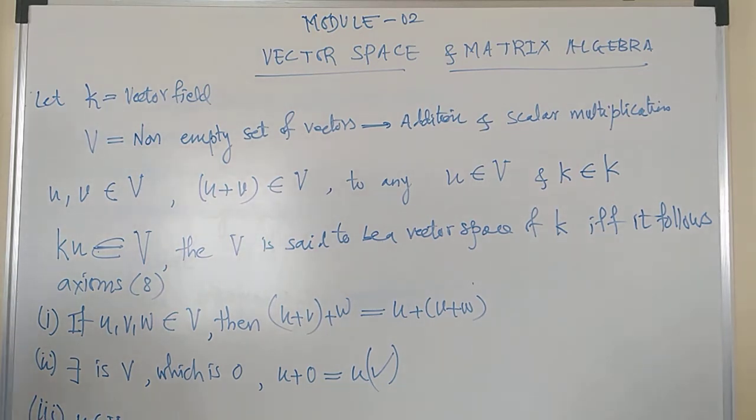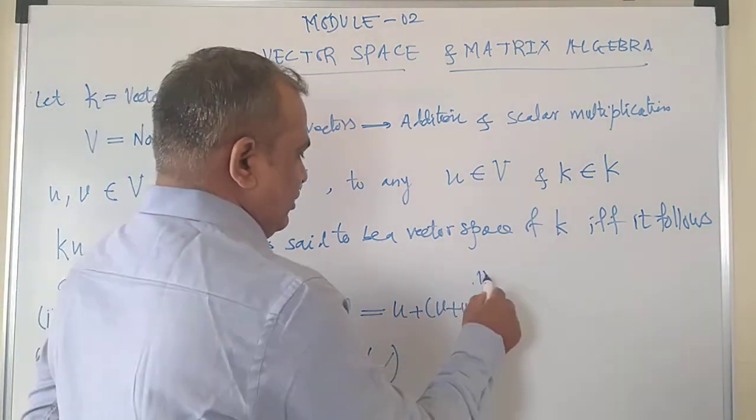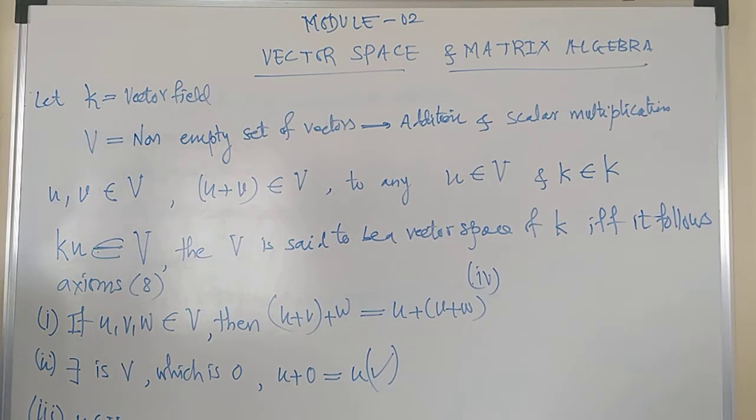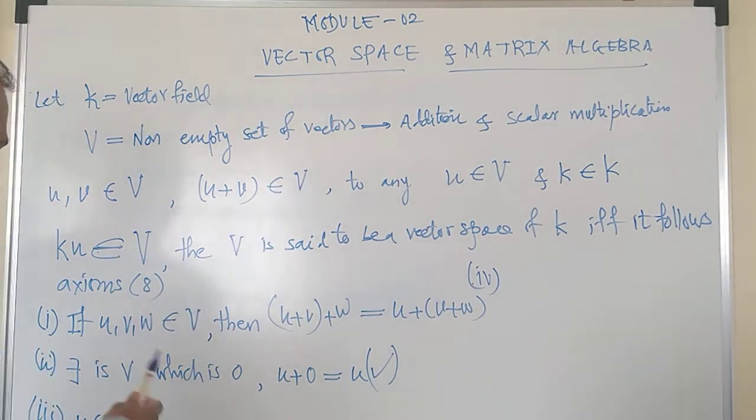Similarly, the fourth axiom to be followed is that the addition of two vectors, if u and v are the two vectors.